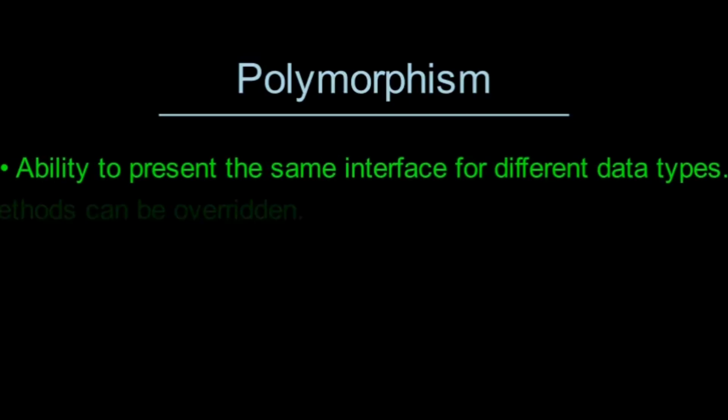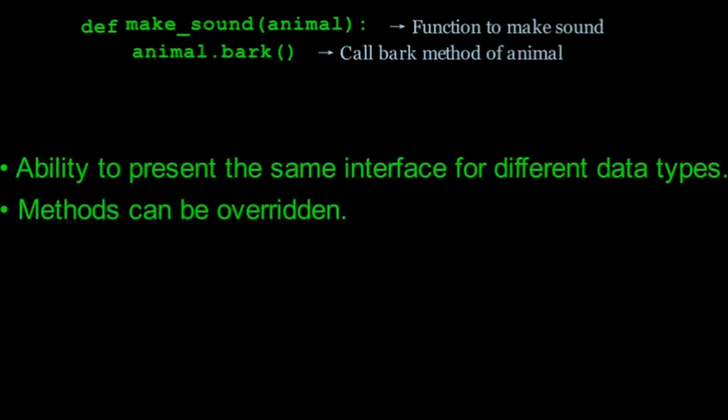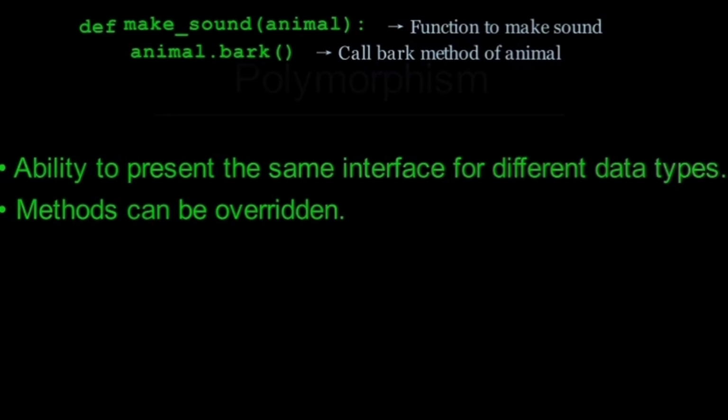Polymorphism allows objects of different classes to be treated as objects of the common superclass. With polymorphism, we can write code that works with different types of objects as long as they support the same interface or method. Here we define a function makeSound that takes an animal parameter and calls its bark method. Because of polymorphism, this function will work with any object that has a bark method, regardless of its class. This makes our code more flexible and reusable.